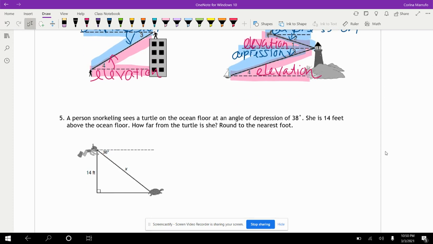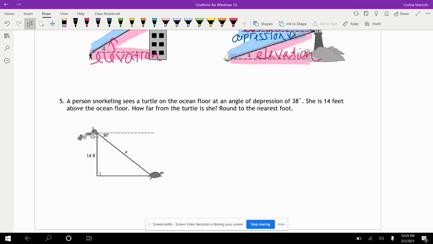It says a person snorkeling sees a turtle on the ocean floor at an angle of depression of 38 degrees. So whenever you have an angle of depression here, so here's the line of sight of this person snorkeling, and this is the angle of depression. So when you have the angle of depression, we can actually transfer that angle over here. Okay, so this angle is 38 degrees.